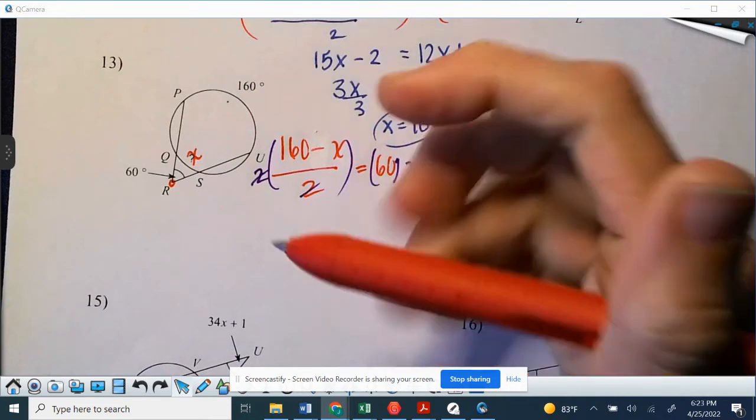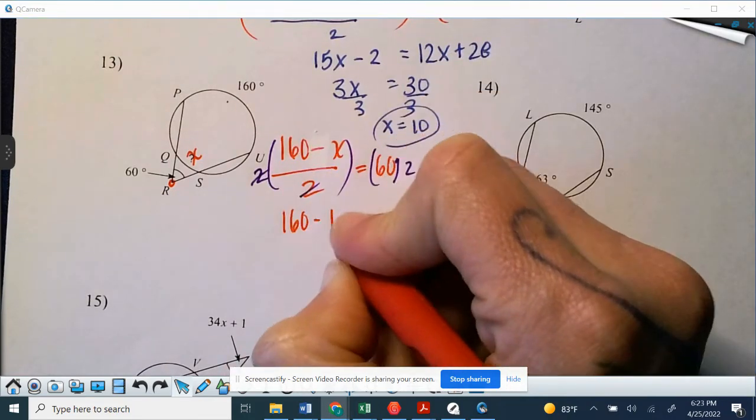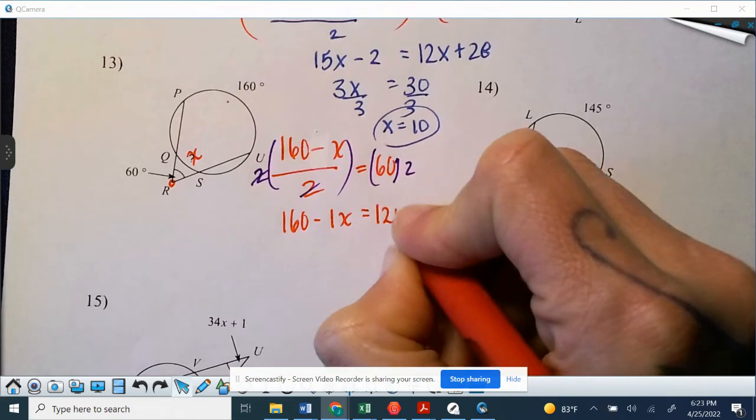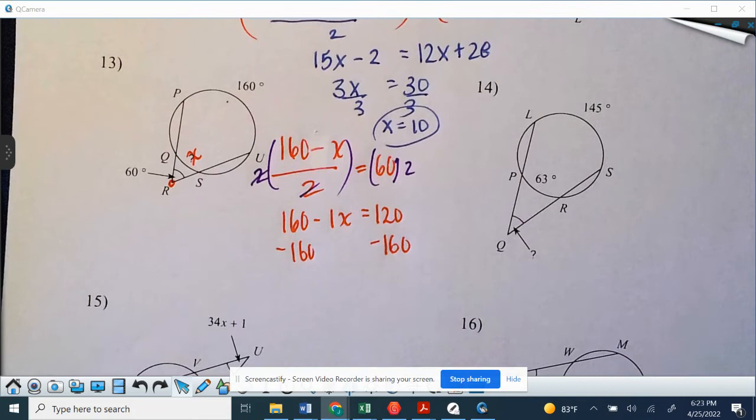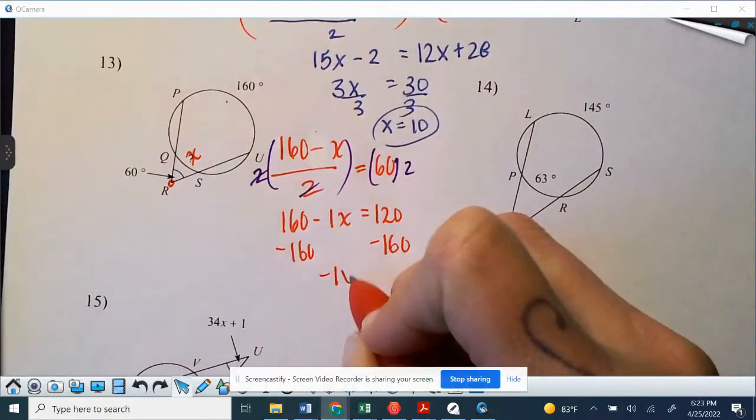Be careful because it's a minus x. That's like it's a negative 1 in front of that x. Equals 120. So I'm going to subtract 160 from both sides. So 120 minus 160 gives me a negative 40. So negative 1x equals a negative 40.